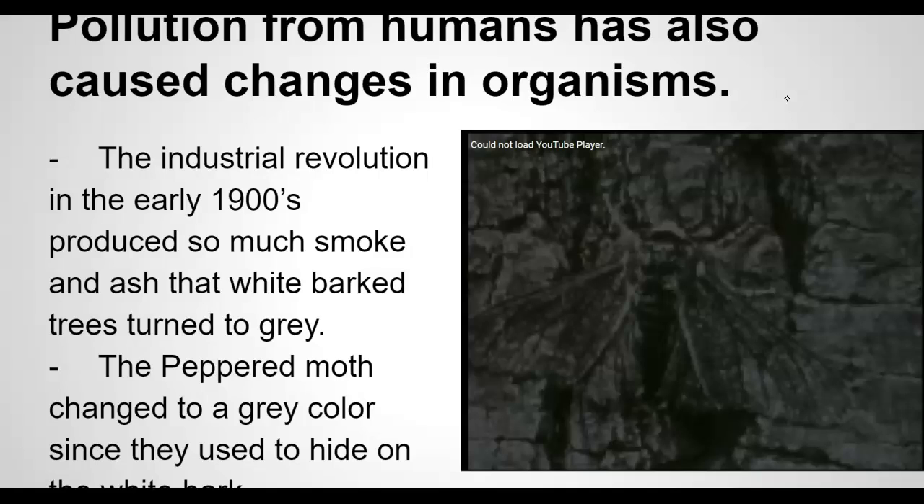they were better camouflaged. Once we started getting cleaner burning factories and natural gas and other types of things scrubbing out the pollution, the trees came back to white, and today the peppered moth is back to its original color.